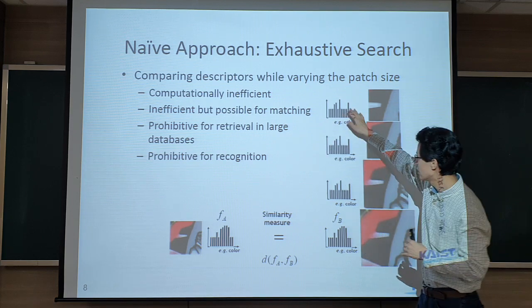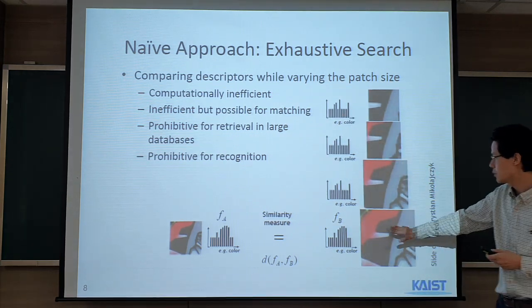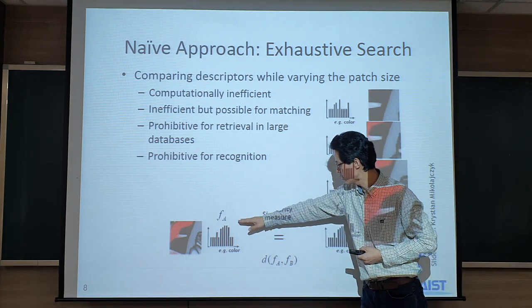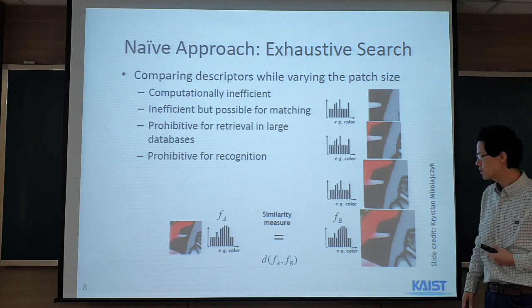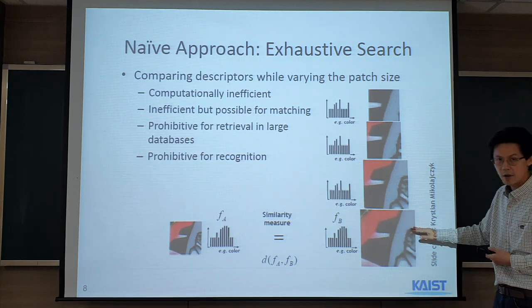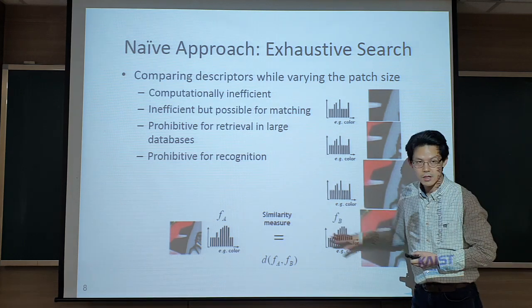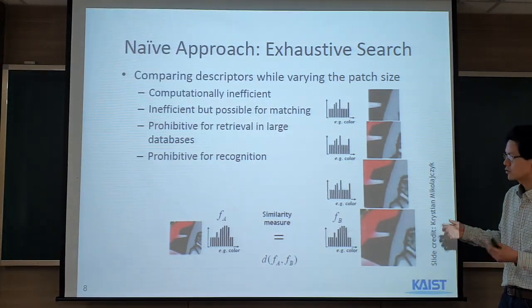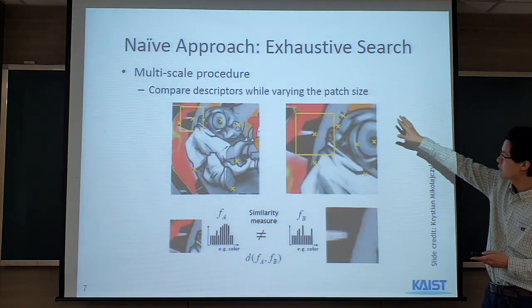From here to there, we are testing everything, but probably here we can say that this distribution of color extracted from this patch is very similar to that from this image patch, right? Then you can see they are very similar to each other, right? Then we can choose the particular scale even for this image, right?